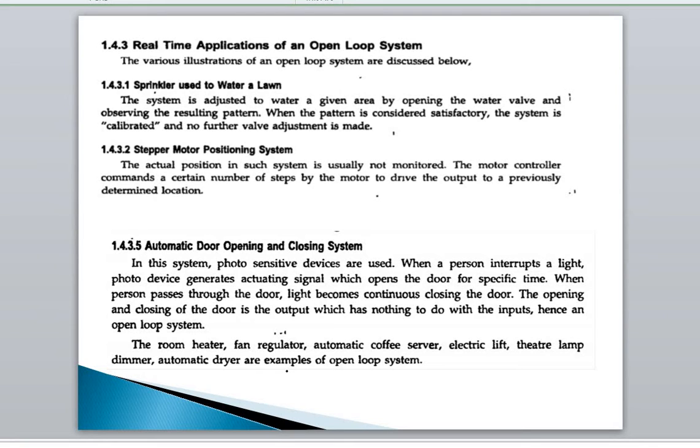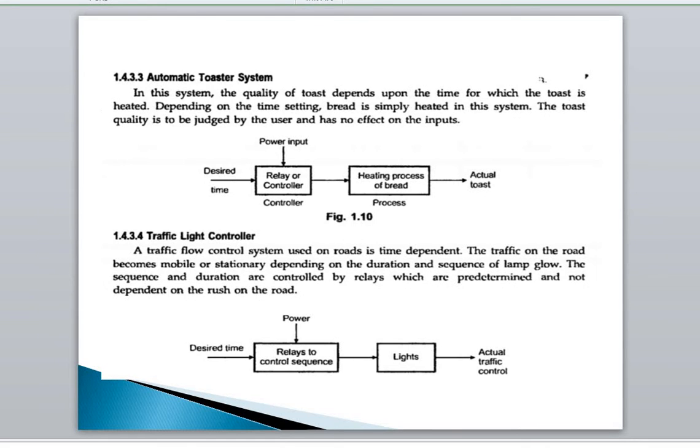When the light of the photosensitive device is cut, the door opens, and when the light is not cut, when the circuit is closed, the door closes. This is how it operates, and the output doesn't have any relation to the input. That is, every time it is not changing. That is another example of an open loop control system.